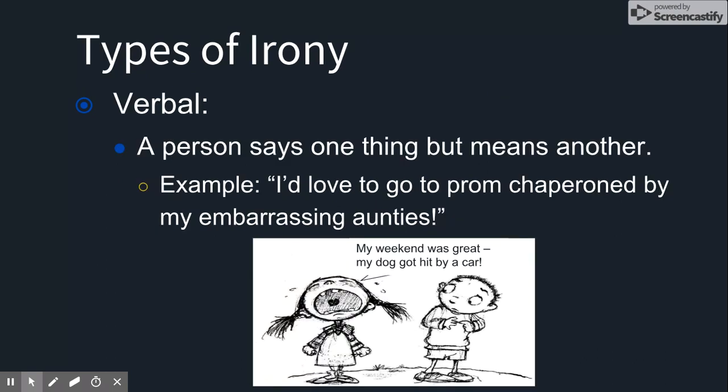There are 3 different types of irony. The first one is verbal. This is when a person says one thing but means another. So for example, I'd love to go to prom chaperoned by my embarrassing aunties. Or even sarcasm. My weekend was great. My dog got hit by a car. Sarcasm is a form of verbal irony, but it's not the only type of irony.